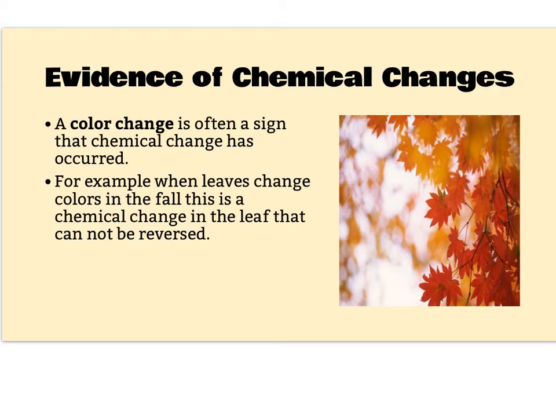So our first evidence of a chemical reaction is when we notice a color change. That's often a sign that a chemical change has occurred. For example, when the leaves change in the fall, which is going to start happening pretty soon. If not, maybe you've already observed that in your neighborhood within the last week or so. This is a change that cannot be reversed.